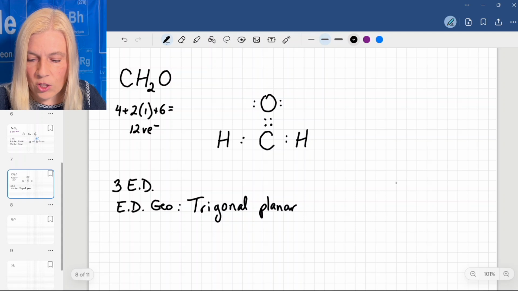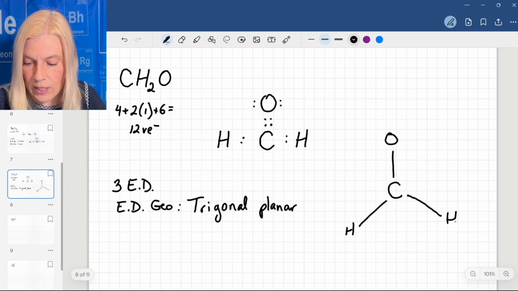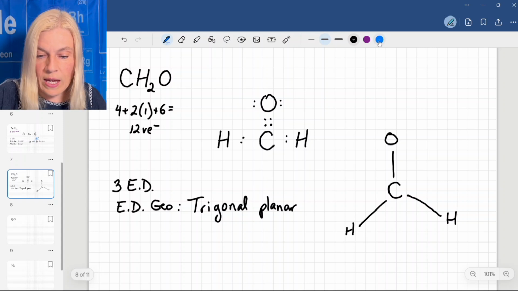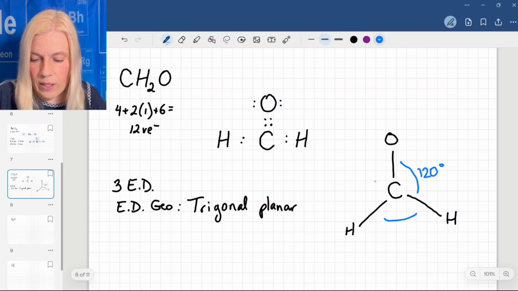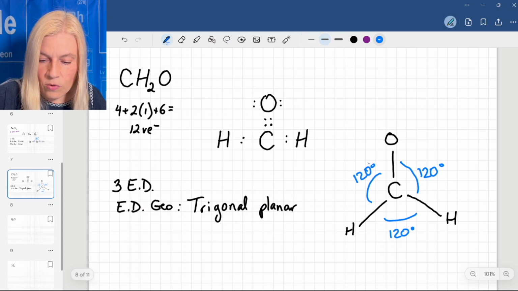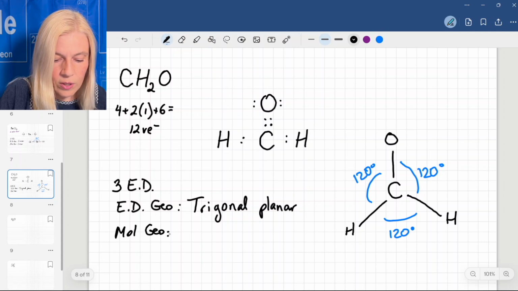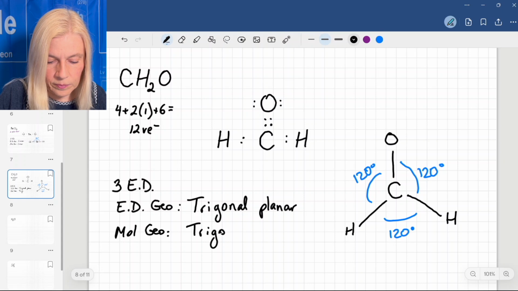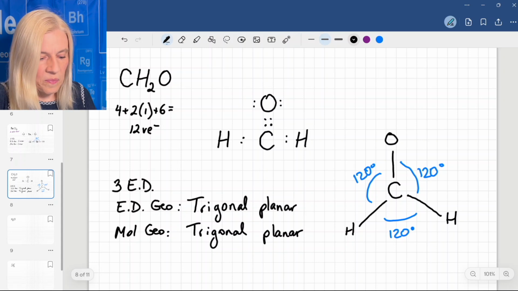And I'm drawing my picture of just what's bonded to what. I'm drawing my 3 electron domains. They want to be as far away from each other as possible. Remember, this is not a Lewis dot structure. This is just 3 electron domains, and they will be 120 degrees apart. All of these angles will be 120 degrees. And my molecular geometry, because there's no lone pairs, is also trigonal planar. There we go.